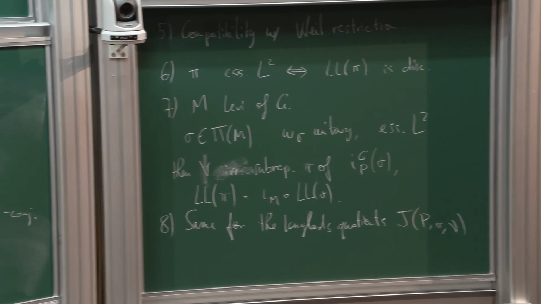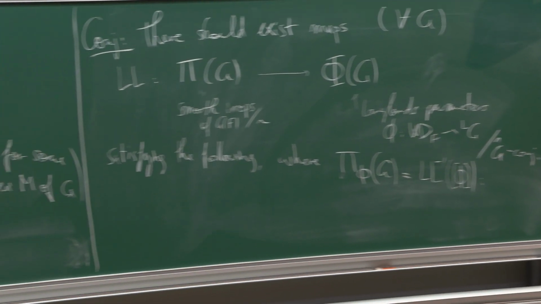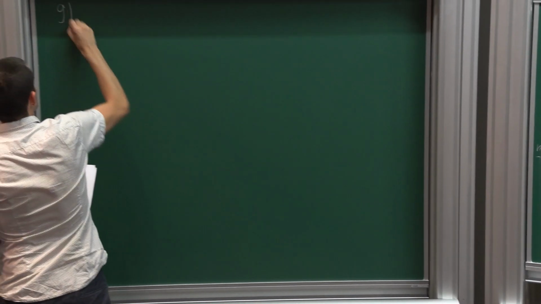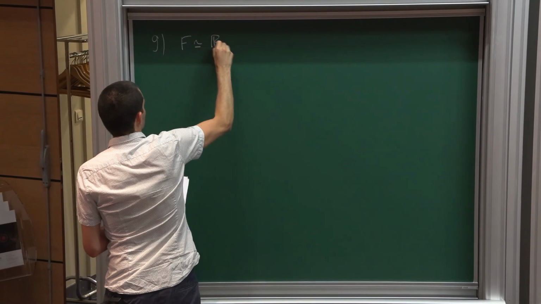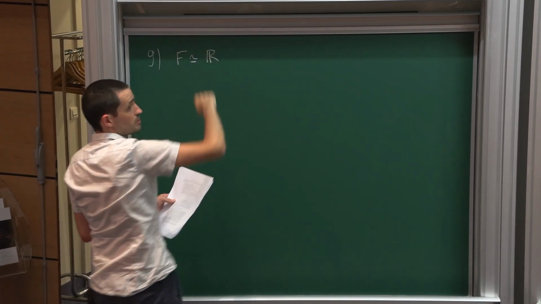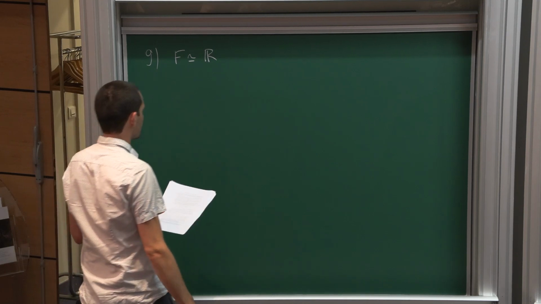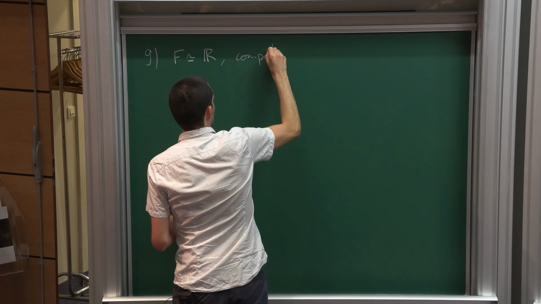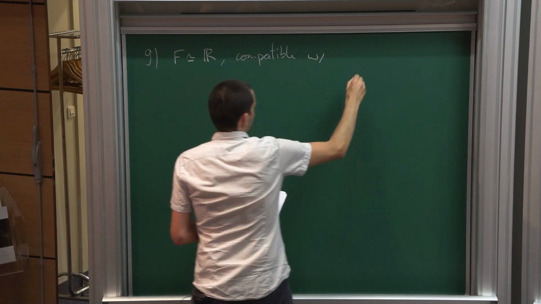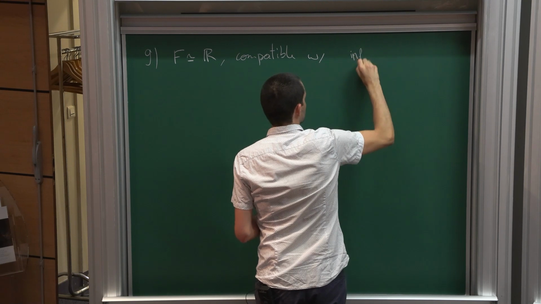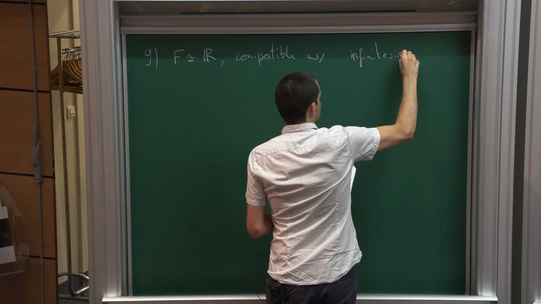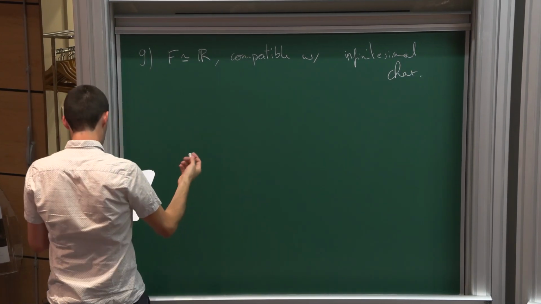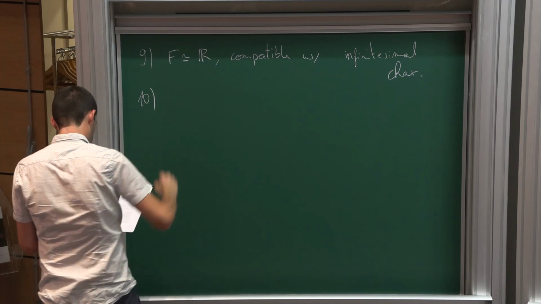We have more compatibility properties. So for F isomorphic to R, or really by compatibility with Weil restriction that covers the complex case as well, this should be compatible with infinitesimal characters. And well, you'll have to look at the notes because I'm not giving details here.